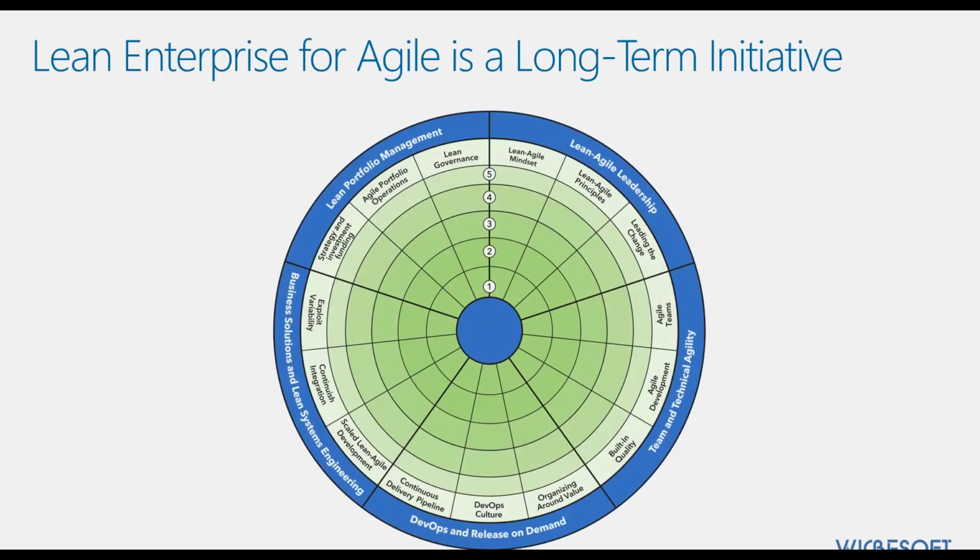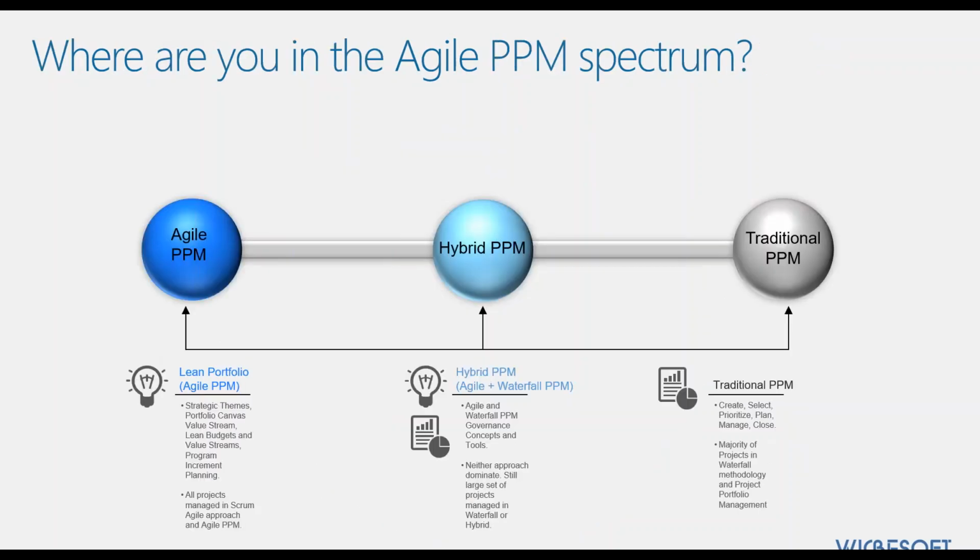Getting into a full lean enterprise for Agile, which is another framework, is a long-term initiative, and it's a journey, and it's not something that you get to by flipping a switch. So what's really important is to understand where you are in the Agile PPM spectrum. Probably most of us who have been doing this for a long time look at the far right, where traditional PPM and using more waterfall types of approaches was the way of the day, and using more top-down governance type of portfolio management in our PMOs.